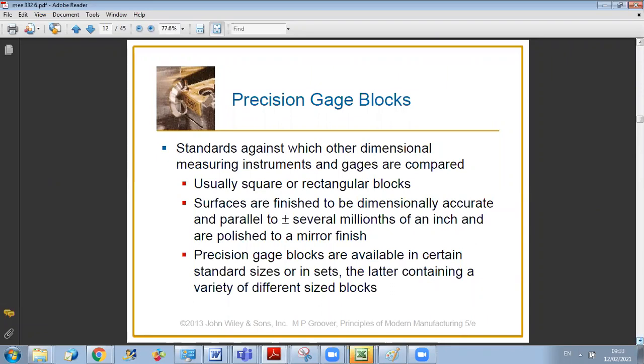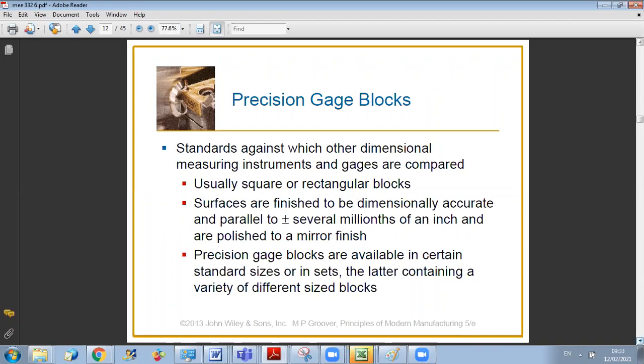So first, what are precision gauge blocks? Precision gauge blocks are standards against which other dimensional measuring instruments and gauges are compared. They are usually square or rectangular blocks, and their surfaces are finished to be dimensionally accurate and parallel to plus or minus several millionths of an inch and are polished to a mirror finish.